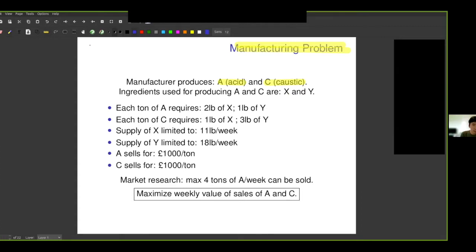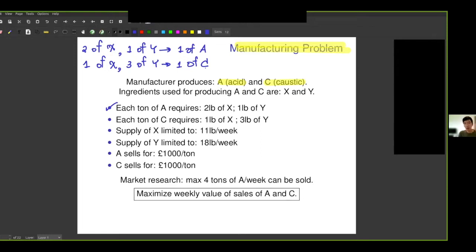So let me just write this down. If you want to produce 1 unit of A, you want to have 2 units of X and 1 unit of Y in order to produce 1 unit of A. So that corresponds to this bullet point over here. Now for the second bullet point, it says that in order to produce 1 unit of the caustic C, you are also required to have 1 unit of X as well as 3 units of Y in order to produce 1 unit of the caustic C.